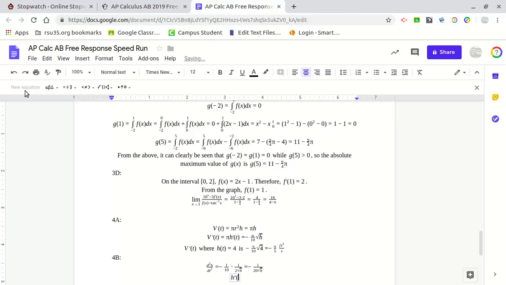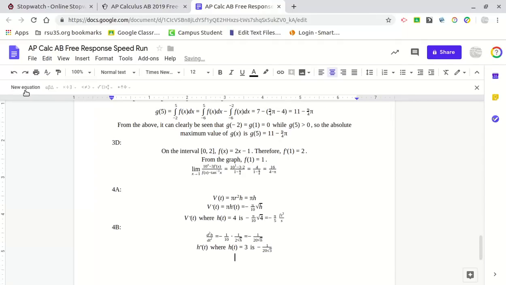I'm going to say h prime prime of 3, because that's, oh, actually no, h prime prime of t, where h of t equals 3, is negative 1 over 20 square root of 3. So that's negative. So at h equals 3, h prime prime of t is negative. So the rate of change of the height of water with respect to time is decreasing.